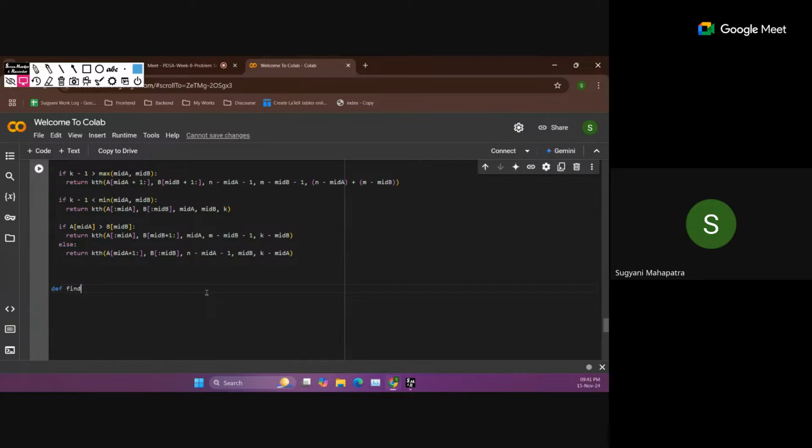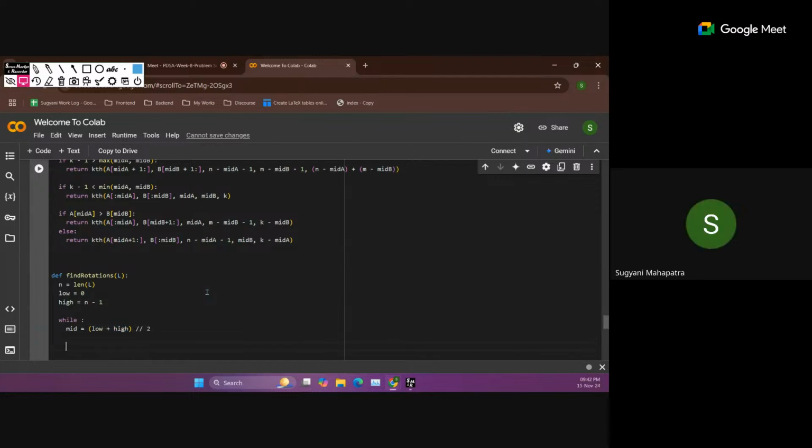Let's write the function to find the rotations of this list L. So what we will do is find the middle. N is equal to length of L. Low is equal to 0. High is equal to N minus 1. The first index and the last index. I'll write the while condition here. The middle index will be equal to low plus high by 2.